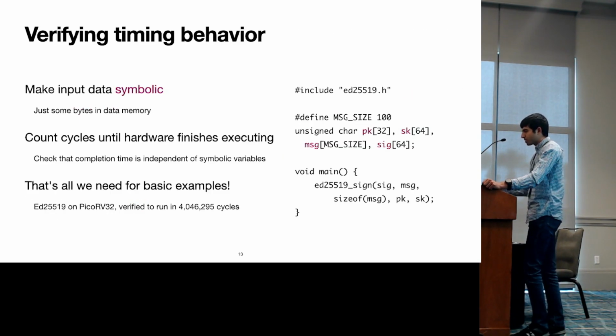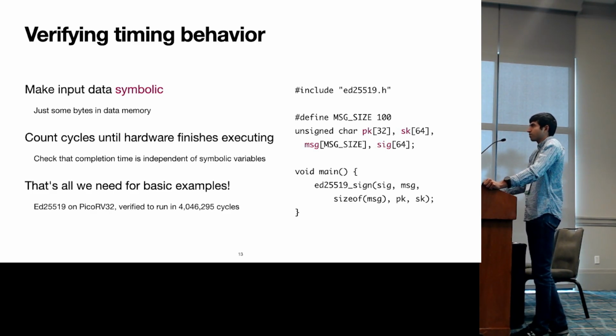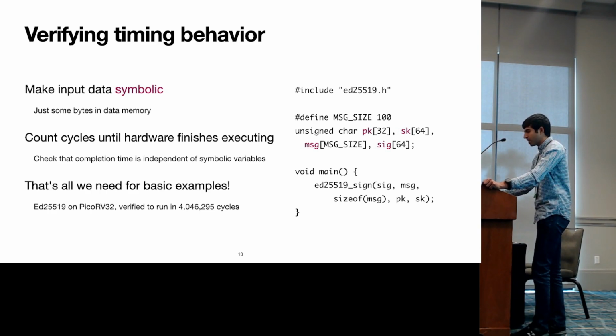And to go from the symbolic RTL simulation to doing this timing verification, we don't really need to do all that much more. We can mark the input data as symbolic, run our symbolic simulator, and just count the number of cycles it takes for the thing to finish. We can check that this completion time is independent of symbolic variables, and that proves the property we're looking to prove. And that's actually all we need for some of these basic examples.